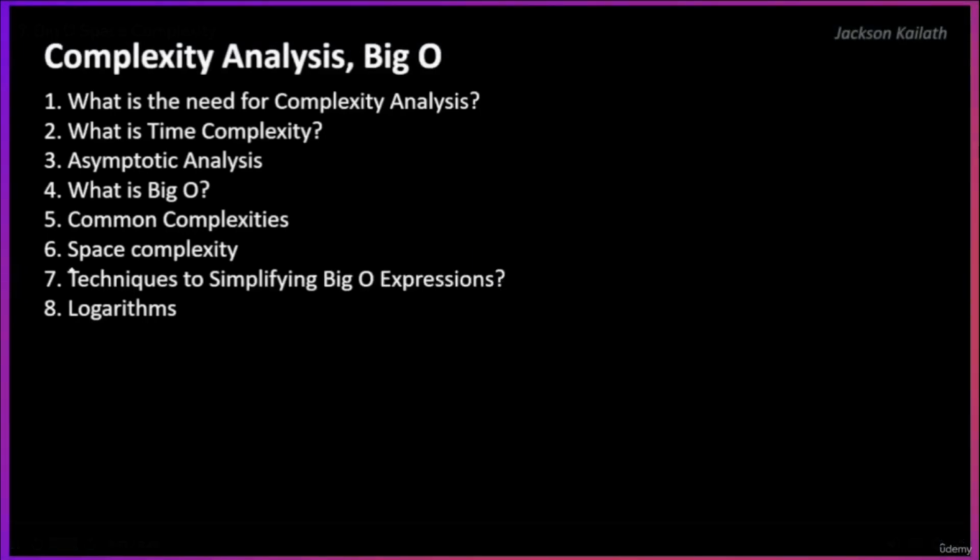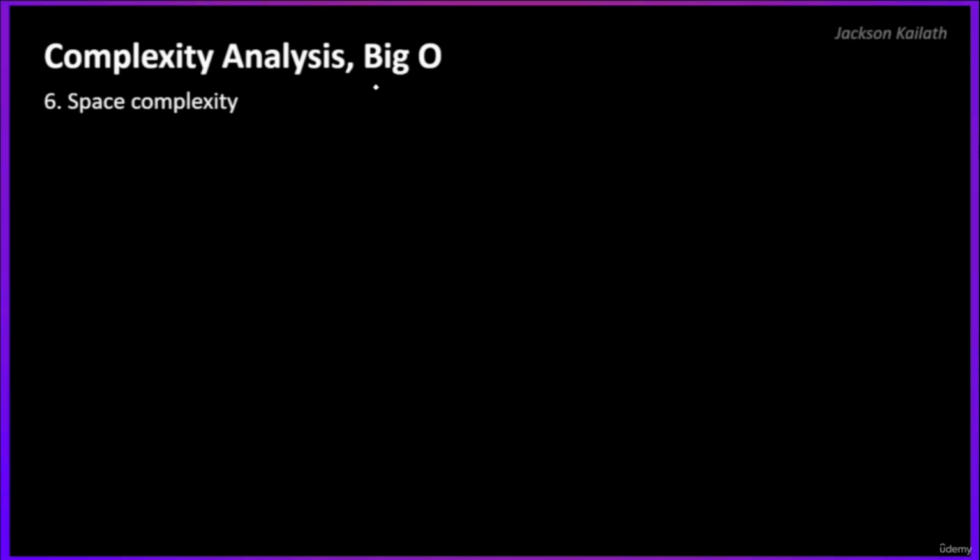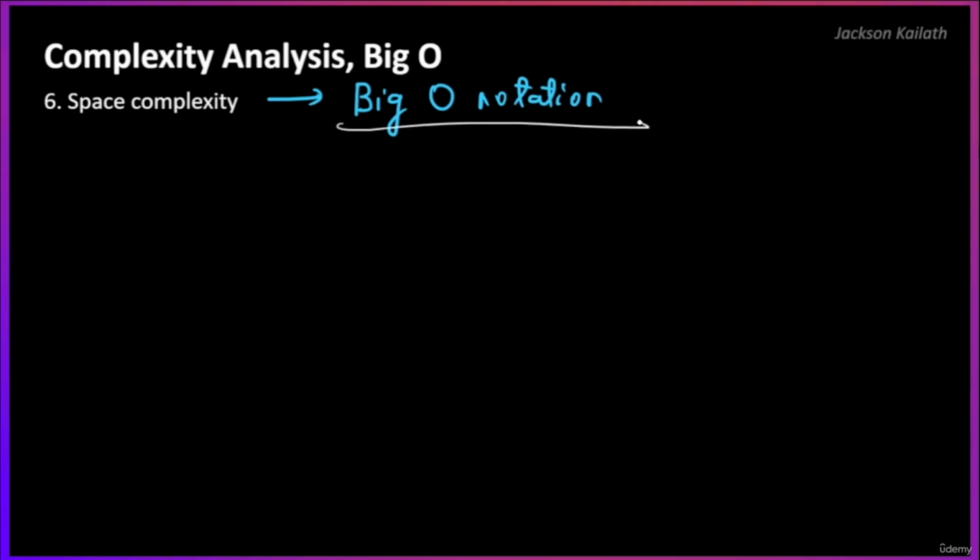Now let's explore space complexity. We have already seen that time complexity is how the runtime increases as the input size increases. Now space complexity, in a similar manner, deals with the extra space consumed by the algorithm as the input size increases. So again, as in the case of time complexity, space complexity is also expressed using big O notation itself.